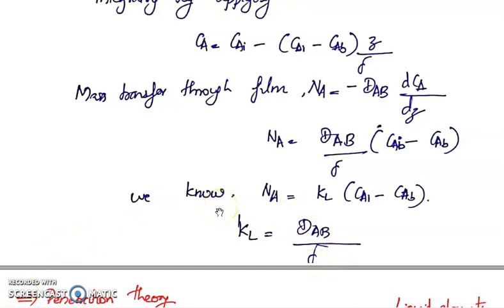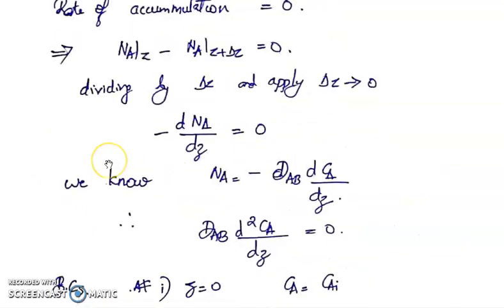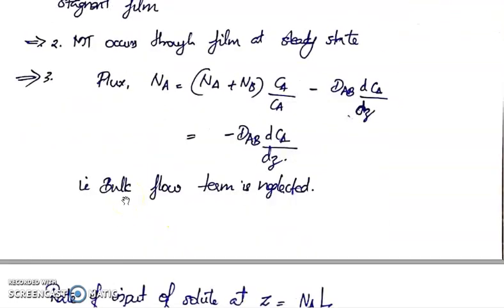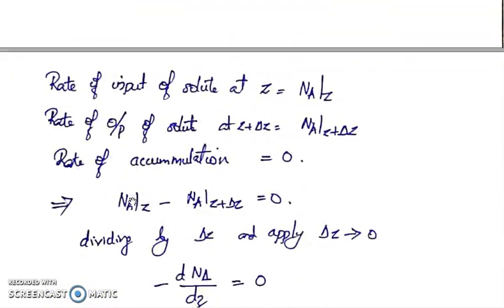So according to film theory, the mass transfer coefficient KL is equal to DAB by delta. This expression is true only under the assumptions listed here. Or if you consider a system to behave under these conditions, we can say mass transfer coefficient KL is equal to DAB by delta. It need not be true always. So let us move to another theory which slightly overcomes the limitations of film theory.